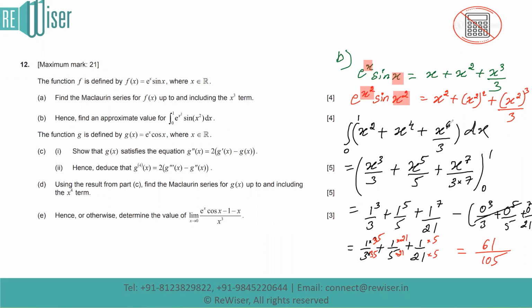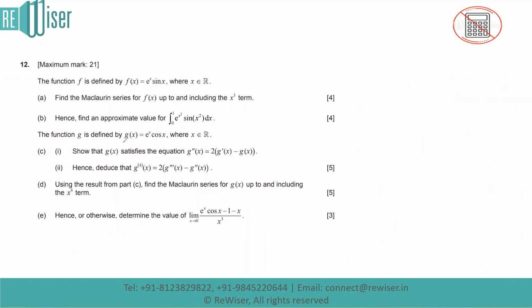And this would carry 4 marks. And the 4 marks distribution goes something like this. 1 mark is for finding out the expression for this e power x square into sine of x square. The second mark is for substituting it in the integral statement. The third mark is for showing up the integration. And the final mark is for the final answer. That's how the 4 marks are distributed for this sum.